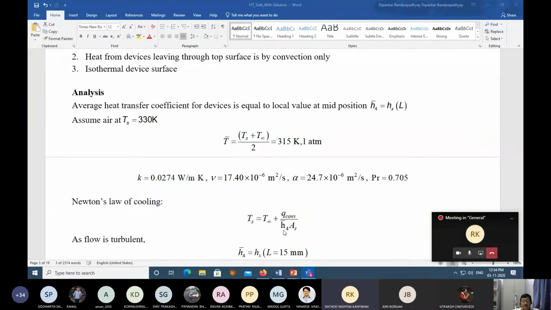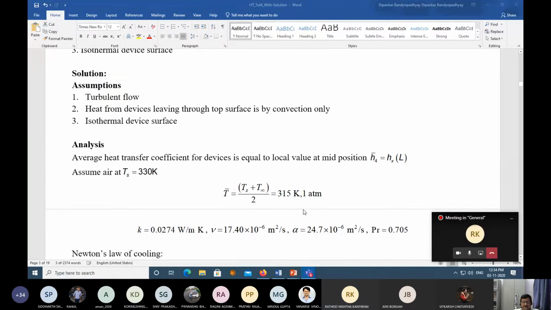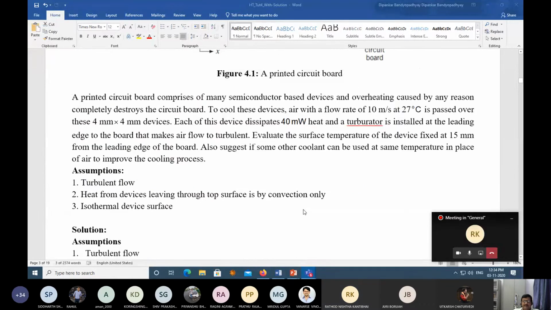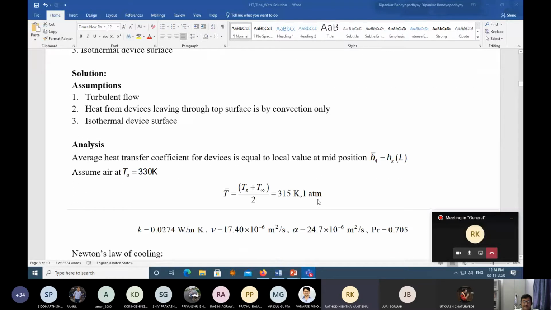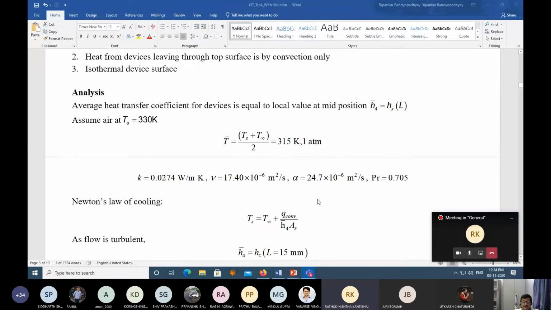So we find Ts equal to T infinity plus Q convection by hA. Please evaluate that. What is Q convection? How do you come to know Q convection? Is it given here? How much is Q convection? So I need to evaluate Q convection.